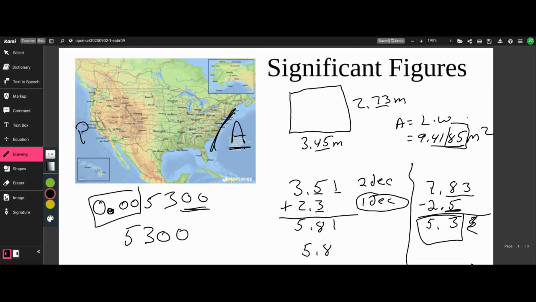This is the Atlantic side. We then move across the number until we reach the first non-zero number. We move just like we're moving across the country. We move till we get to the first non-zero number. That number is the 3. Every number moving across the country to the left from the A side towards the P side is going to be significant. So in this case, there are 2 significant figures.